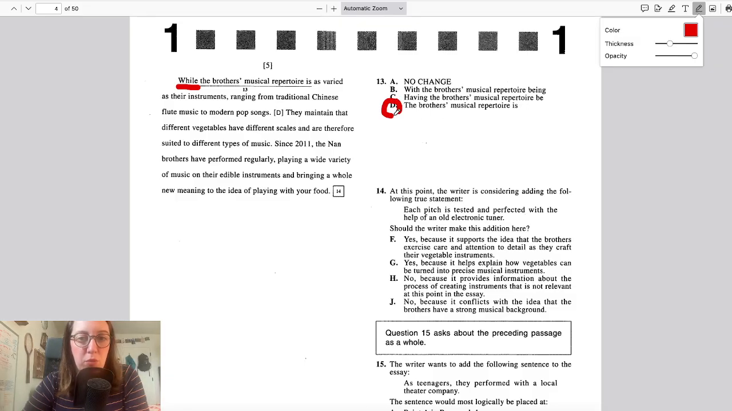This one we can just remove "while." Let's just go straight to D. The brothers' musical repertoire is varied. Done.